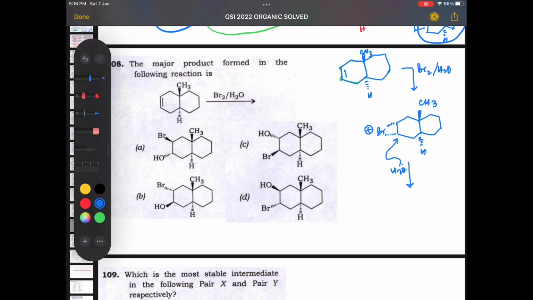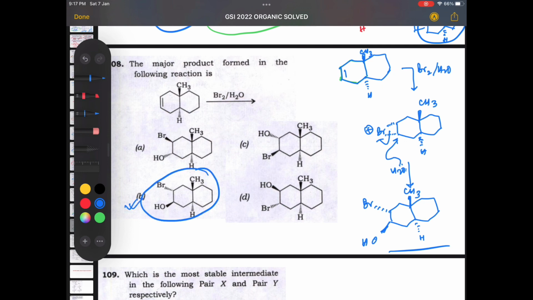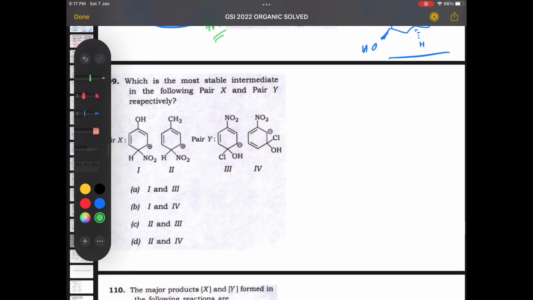Now already methyl is present in the above, so it would actually attack from the side which is farther from the methyl group that has been given to us. Okay, so Br is in the below and OH is in the above, and this is actually the answer to this particular question. So option B is the correct answer. As you can see in all the options, a lot of permutation and combination they have done, but option B is the correct answer.